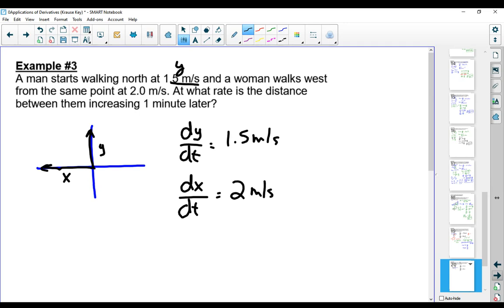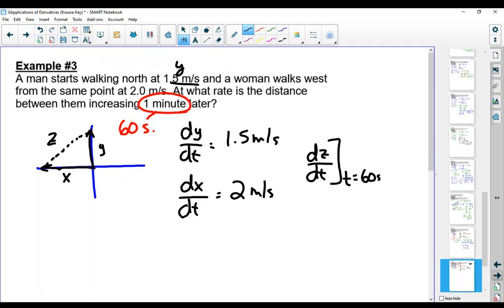We're also asked the rate of the distance increasing between them 1 minute later. But our units are in seconds, so this would be 60 seconds. And again, if you think about what we just did in the last question here, this would be our z here. So we're looking for dz/dt at the time when time is 60 seconds.